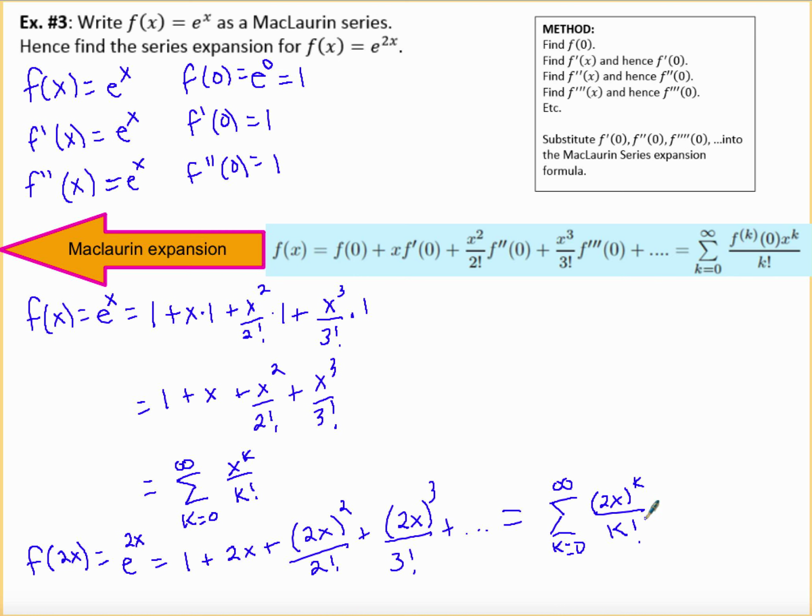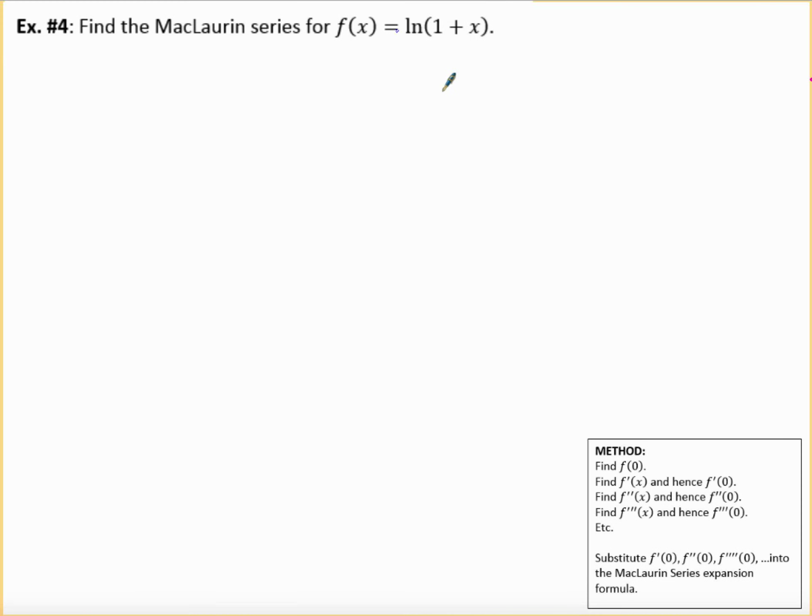See, these start to get a lot easier once you get the hang of it. Hopefully you're getting the hang of it. So let's try this example number 4. We're supposed to find the Maclaurin series for f of x equals ln(1 + x).